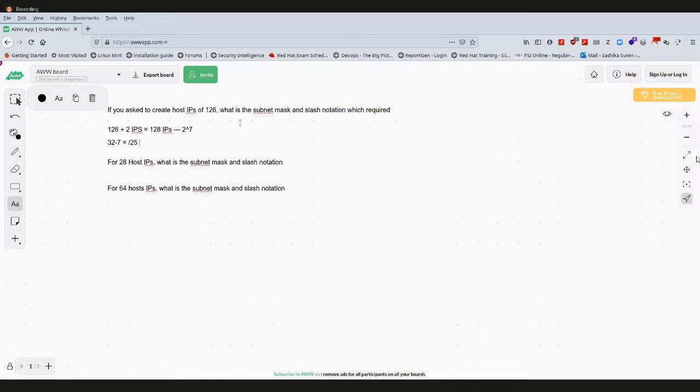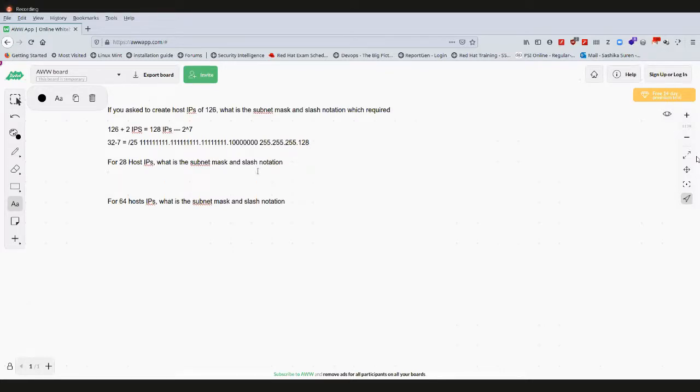If you look at the subnet mask, 8 ones, 8 ones, 8 ones, that is 24, and the rest 7 are zeros. So the subnet mask will go like 255.255.255.128. This is the correct answer for this one.